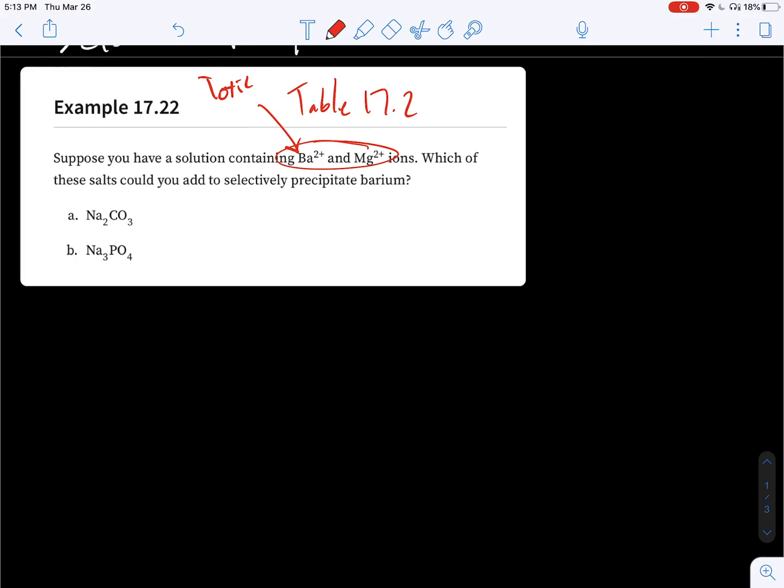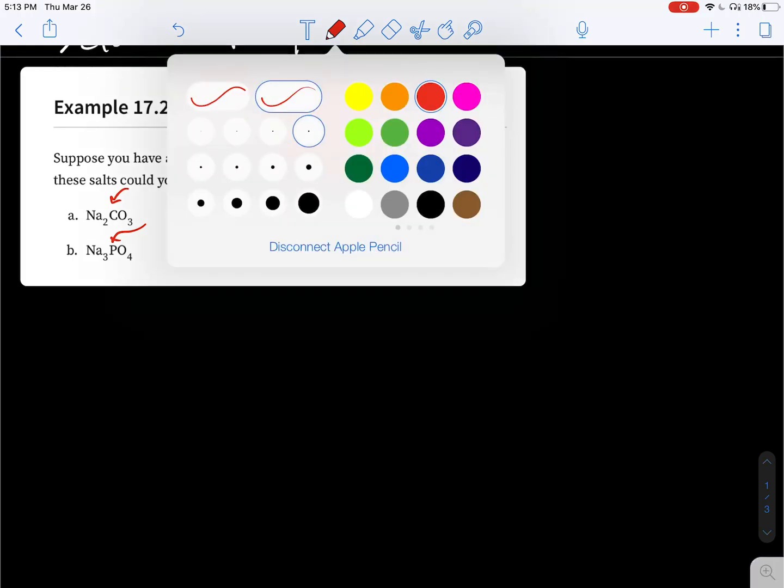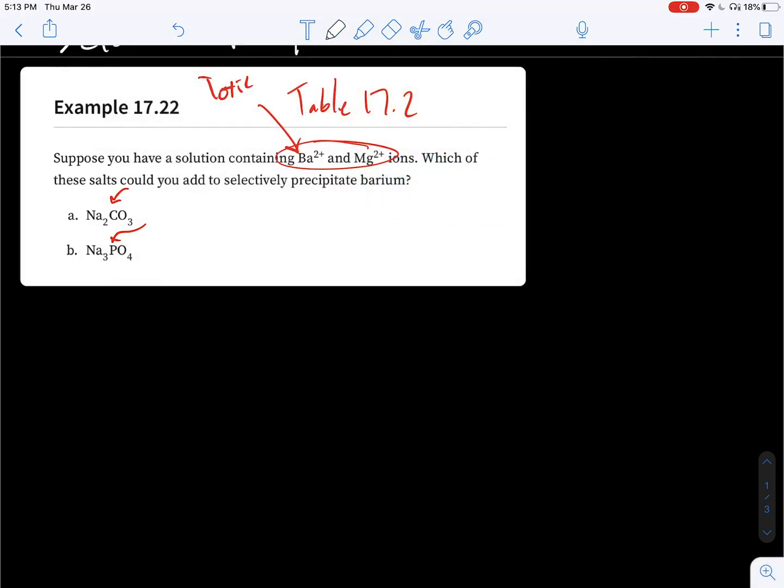So if I add these two salts over here to the water, which one of these could selectively precipitate out barium? Well, let's think of each situation. So let's think about A. If I add sodium carbonate to water, what's going to go in there? We're going to put this and CO3 2-.